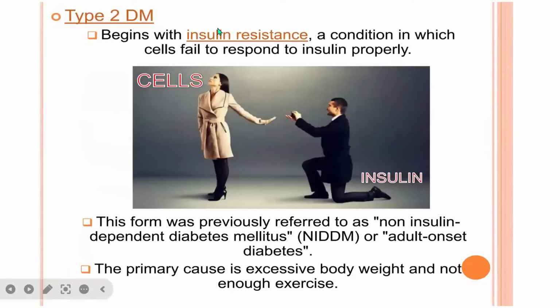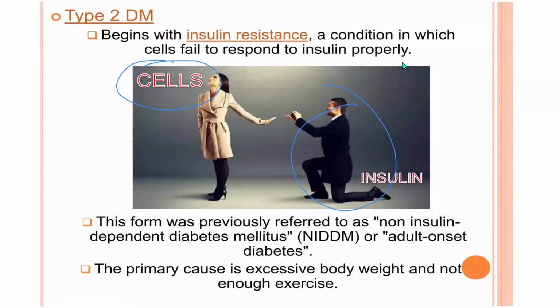So now let's look at type 2 diabetes. In type 2 diabetes, it begins with insulin resistance, a condition in which the cells fail to respond to insulin properly. Here is a typical example where you have the cells and the insulin, but the cells are not properly responding to the insulin. It's like a girlfriend, you want to propose to her, but she doesn't pay attention.